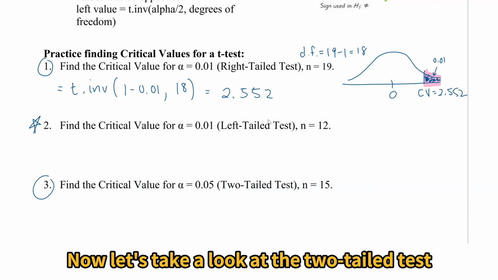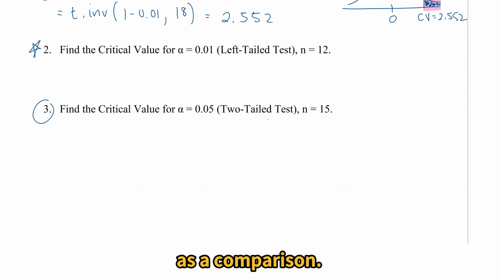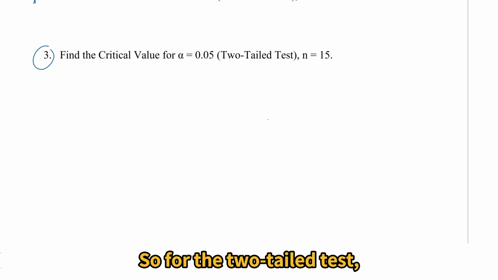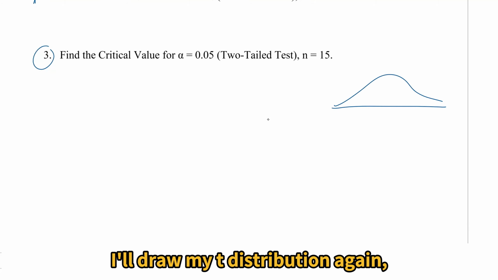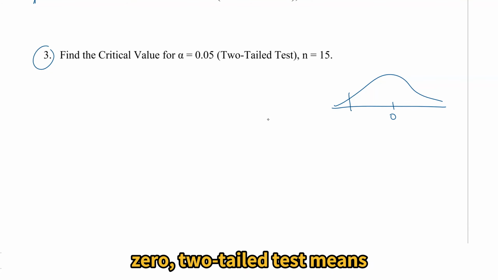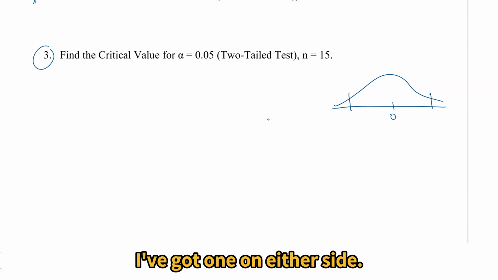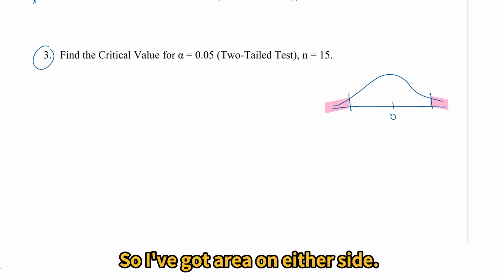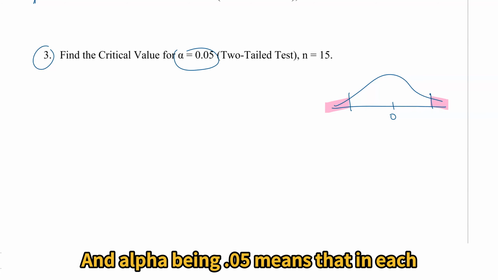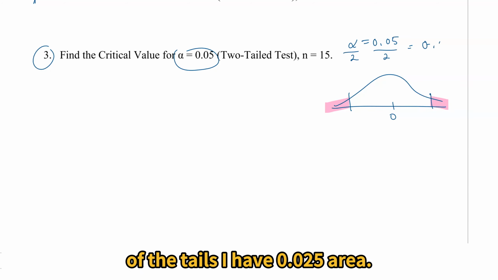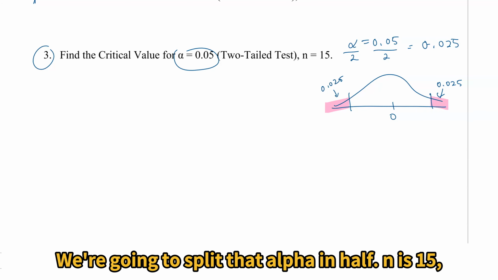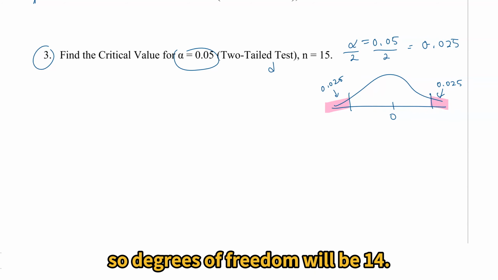Now let's take a look at the two-tailed test as a comparison. So for the two-tailed test, I'll draw my t-distribution again, 0. Two-tailed test means I've got one on either side. So I've got area on either side. And alpha being 0.05 means that in each of the tails, I have 0.025 area. We're going to split that alpha in half. N is 15, so degrees of freedom will be 14.